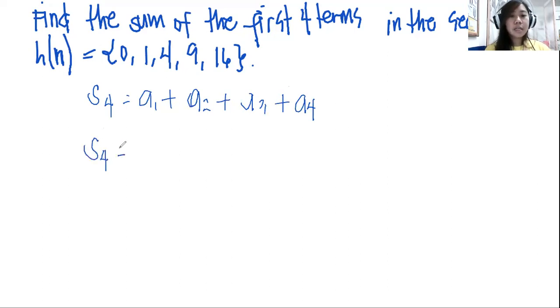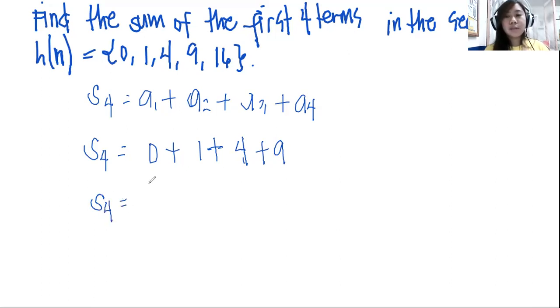S sub 4 is equal to 0 plus 1 plus 4 plus 9. So we have A sub 1, A sub 2, A sub 3, and A sub 4. We just add them. We need to get the sum of these 4 numbers. 0 plus 1 is 1, 1 plus 4 is 5, and 5 plus 9 is 14. So the sum of the first 4 terms is 14. Okay, so now let's proceed to our next example.